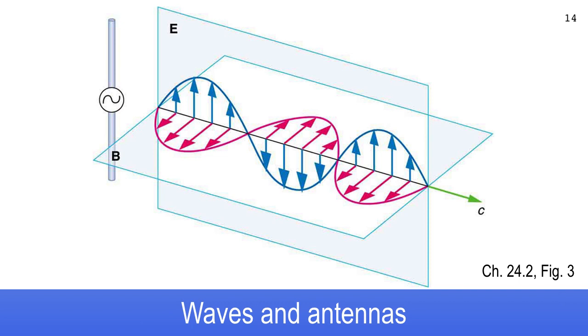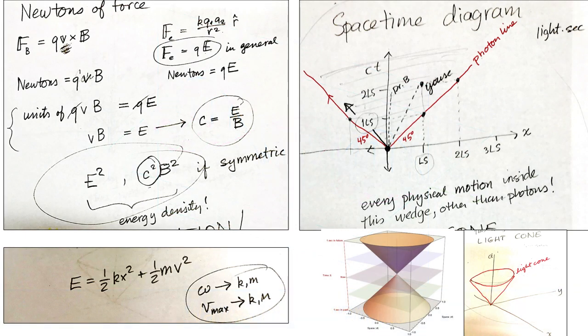Now, there's something else I want to go over with you, and that is the magnitudes of the electric field and the fact that E over B is equal to c.